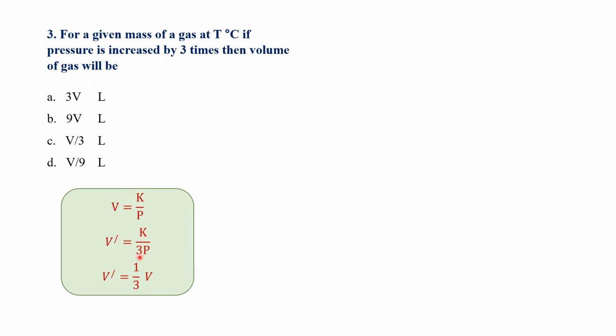So K divided by 3P. So we will get 1 divided by 3 of K by P. K by P is equal to V according to this equation. So the new volume will be 1 by 3 of the old volume. That is, answer is C.